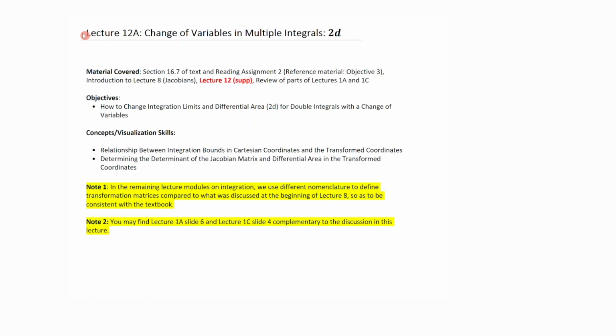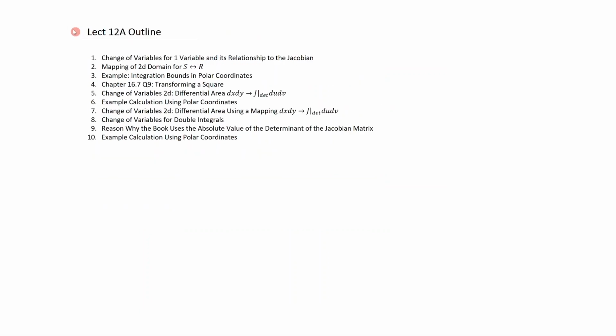It's just a step that you have to take in order to determine what the differential area looks like in the transformed coordinates. Two notes. One is that in the remaining lecture modules on integration, we use different nomenclature to define transformation matrices compared to what was discussed at the beginning of lecture 8, so as to be consistent with the textbook. And secondly, you may find Lecture 1A, Slide 6, and Lecture 1C, Slide 4 complementary to the discussion in this lecture. All right, the second slide is as usual, the outline. You can look through this. This is more or less the contents of the material to follow.